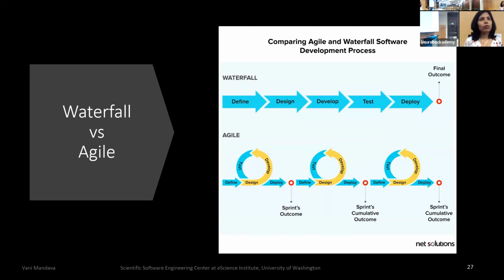There are two kinds of software development life cycles that are predominant. There's a few others as well. Back in the day, there was this technique called waterfall, where you define the problem, you design it, you develop it, you test it, and then you deploy it to your users. It was like a one and done thing. This is when software was still being shipped in boxes.